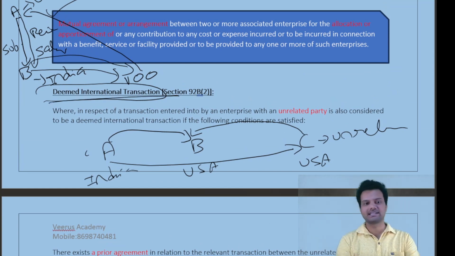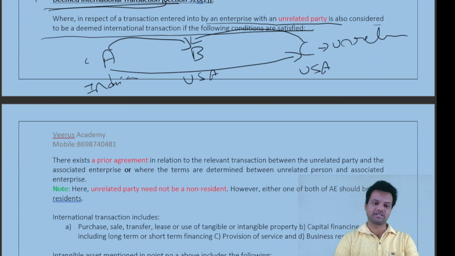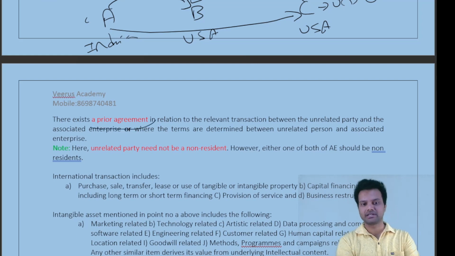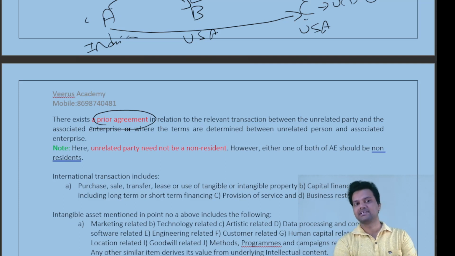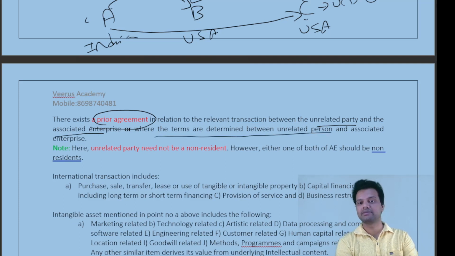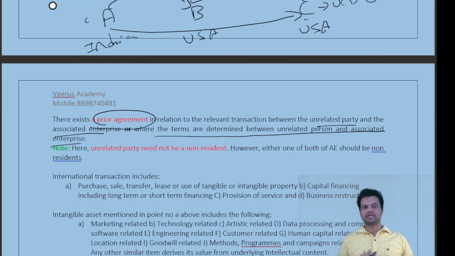Now we will see what exactly the definition is. A transaction entered into by an enterprise with an unrelated party is also a deemed international transaction if the following conditions are satisfied. What are the conditions? There exists a prior agreement. Prior agreement in the sense A will have an agreement with C saying that I will sell the goods to you, you in turn sell the same goods to B, in relation to the relevant transaction between the unrelated party and the associated enterprise, or where the terms are determined between the unrelated person and the associated enterprise. So they agree on the terms prior to this, that A will sell to C, C will in turn sell to B.